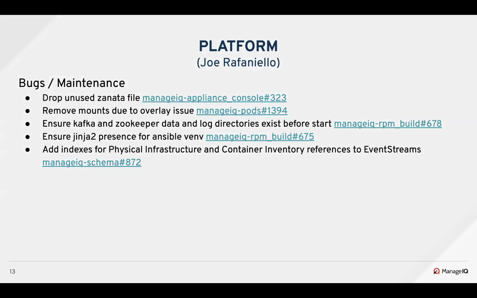Jason dropped an unused Zanata file in the appliance console. Brandon removed some mounts due to an overlay issue that was happening in pods. Brandon also ensured Kafka and Zookeeper data and log directories actually existed before they tried to start, and that was in RPM build. Also in RPM build, Jason ensured Jinja 2's presence for the Ansible venv. And in schema, Adam added indexes for the physical infrastructure and container inventory, linking to event streams. Next slide, and back to Jason.